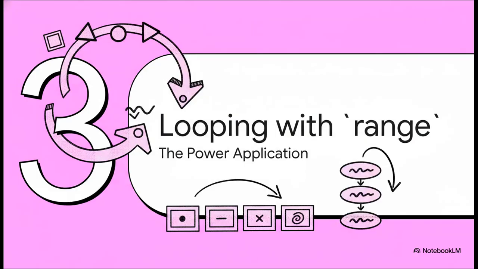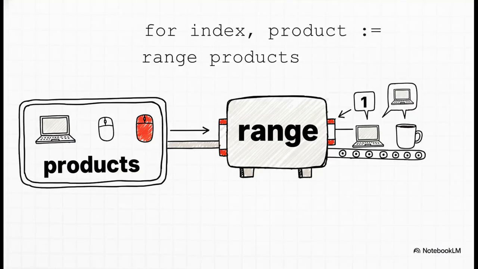Okay, so far, we've just been looping over plain old numbers. But what about looping over actual data? Like a list of products or a slice of usernames. Well, for this, Go has a really elegant and powerful tool called the for-range loop. And this is what it looks like.